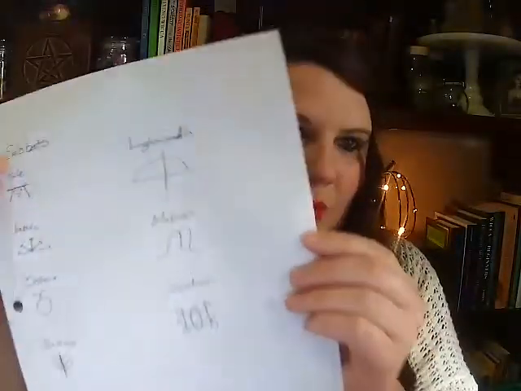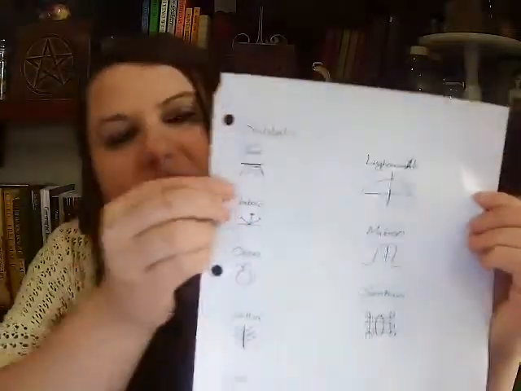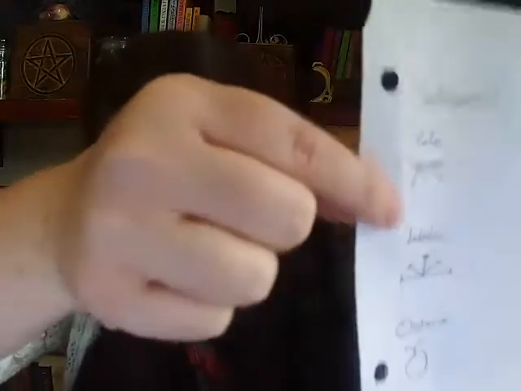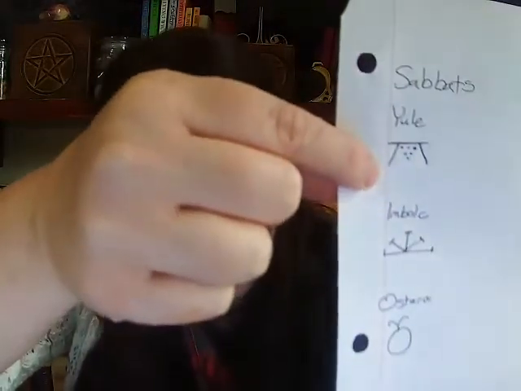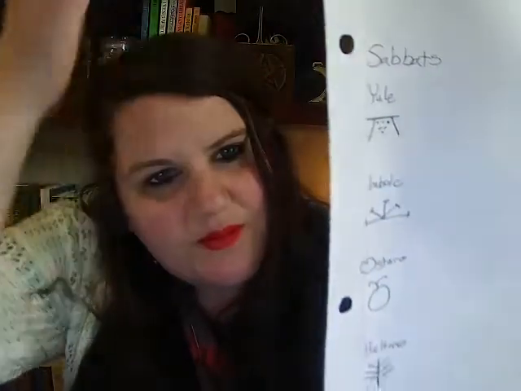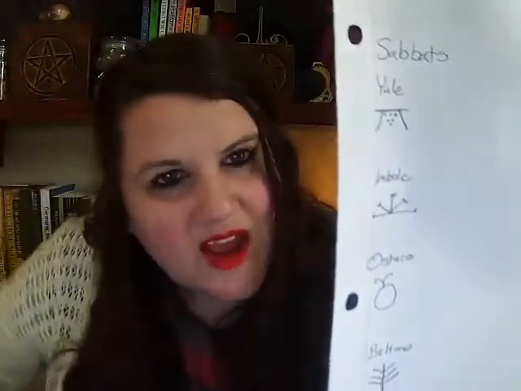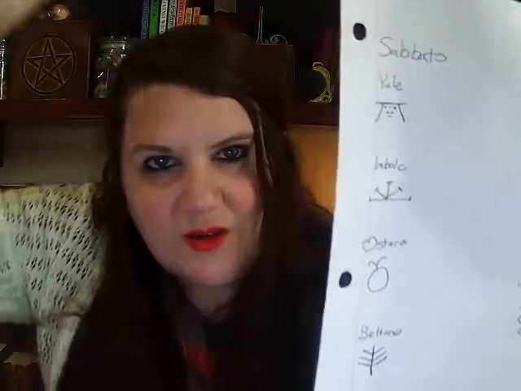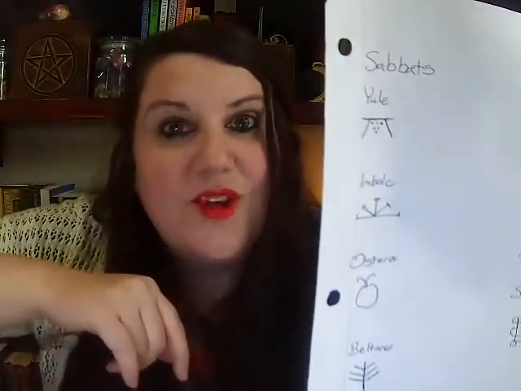Now, the sabbats also have symbols, and these you don't see as often, but it does come up from time to time, so I thought I'd include it. And you'll see we start with Yule. Now, Yule, you see we have what looks like a table, and then you see this little upside-down pyramid of dots, and when I think of that, I think that we're looking through a window at the snow falling down.